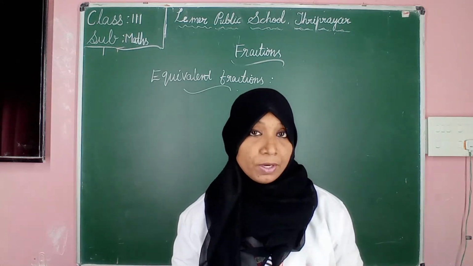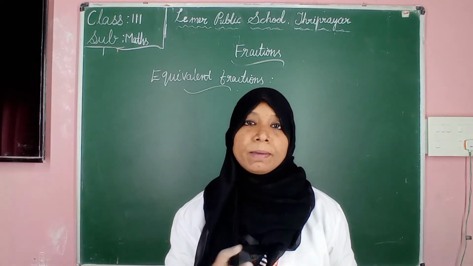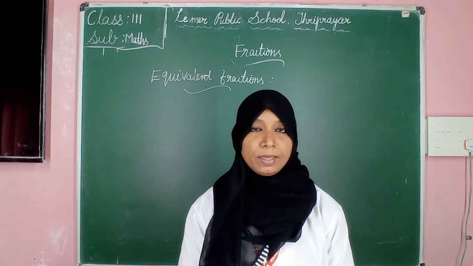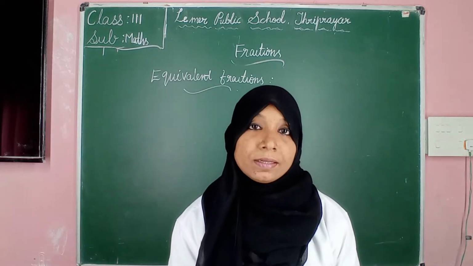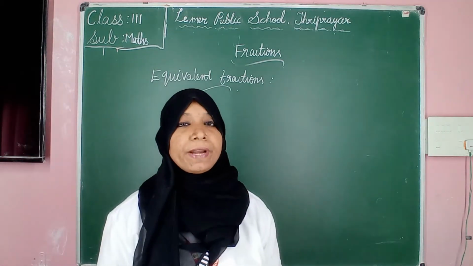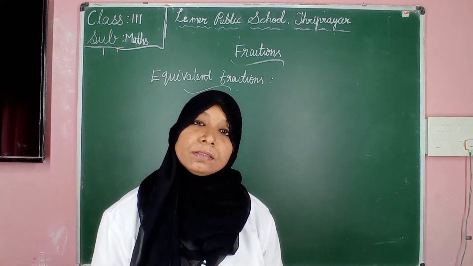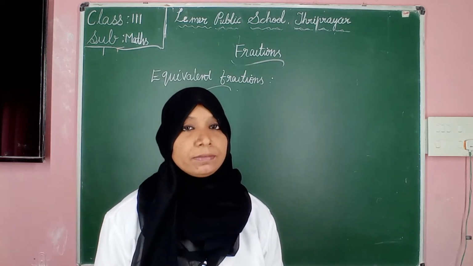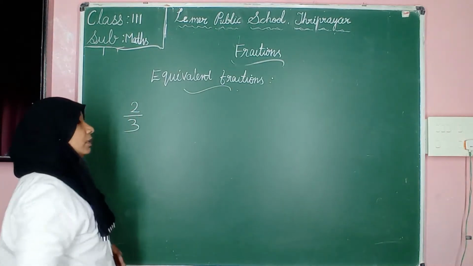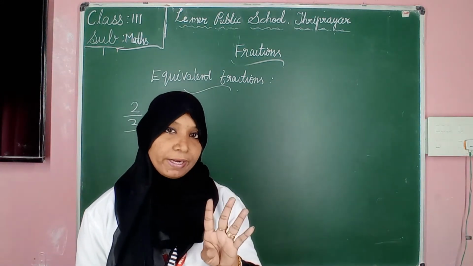Next, if we have to find 4 equivalent fractions, then we can multiply both numerator and denominator by 2, 3, 4 and 5. Like that. Okay, so let's start. This is the question: write 4 equivalent fractions of 2 by 3. So 2 by 3 is our fraction. We need 4 equivalent fractions.